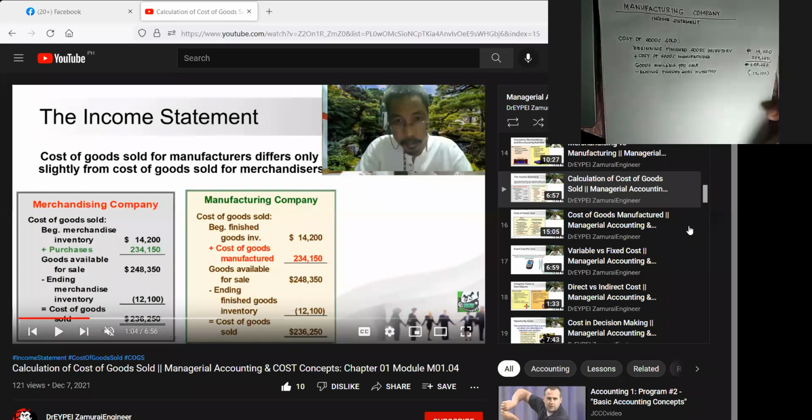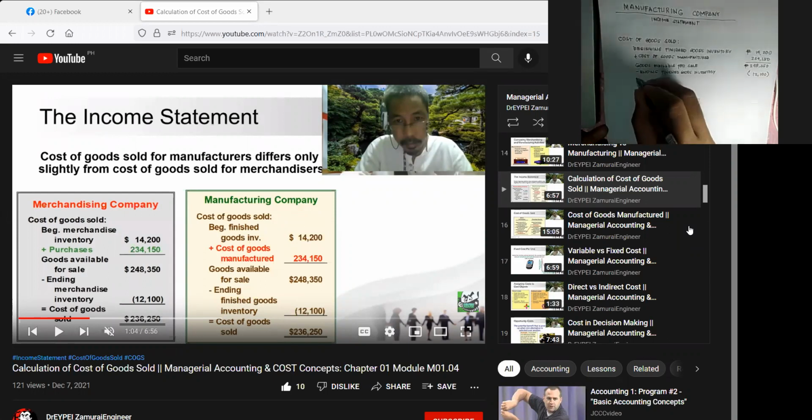So it means it is negative. That is what we mean by parentheses. Take note, another accounting rule. Those numbers inside the parentheses are reflective of their negative sign. So 248,350 plus the negative becomes minus. So must be subtracted. And the last line is what? Equals cost of goods sold.